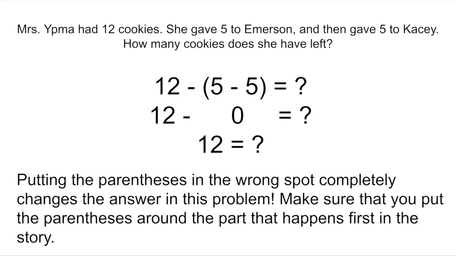That doesn't make any sense with the story. Because in the story, Mrs. Itma started with 12 and gave 5 away and then gave another 5 away. If Mrs. Itma gave all those cookies away, she can't possibly still have 12 cookies. That doesn't make any sense.